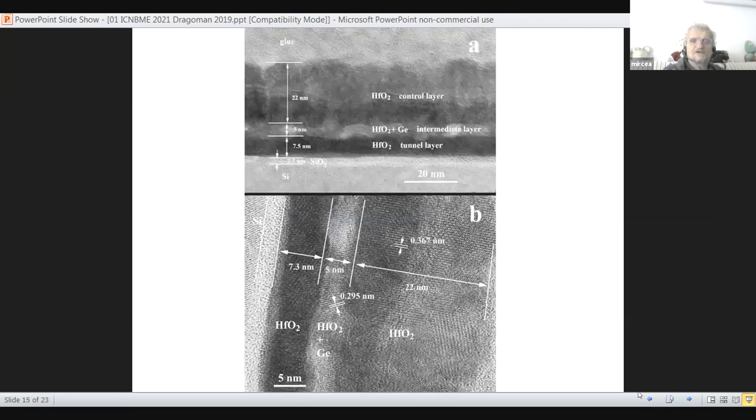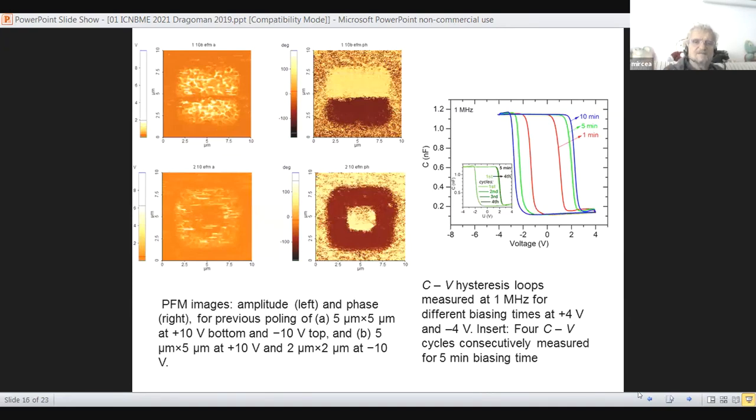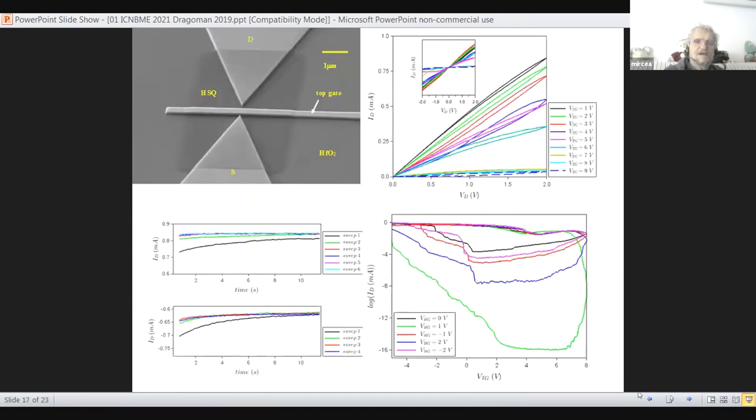And this time we have used hafnium oxide doped with germanium nanoparticles. They have a diameter of 0.2 nanometers, as shown here in the TEM. Creating a structure, we have shown by PFM and by capacitance measurement that this structure is ferroelectric. Okay. And here is the MEM transistor you can see.